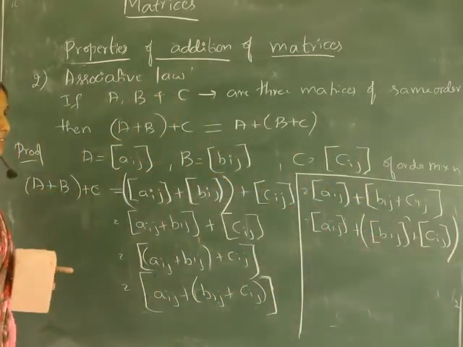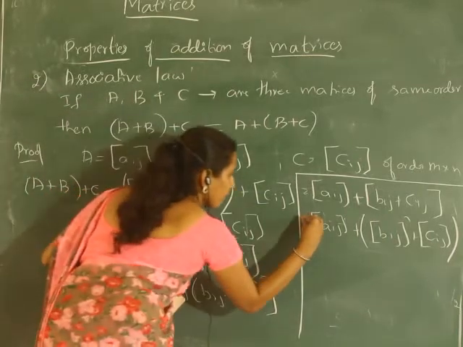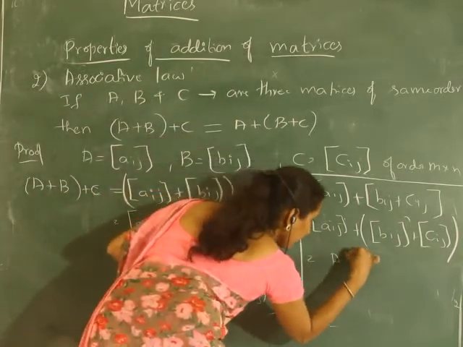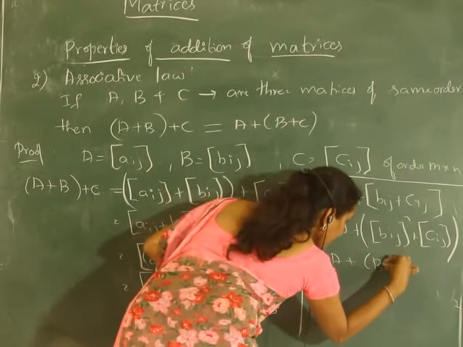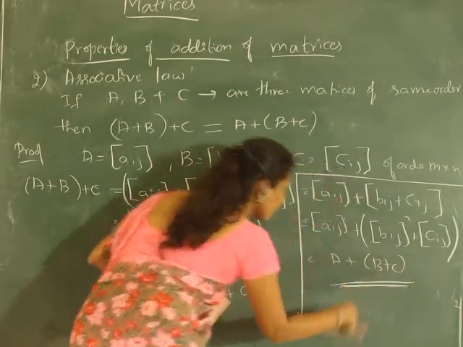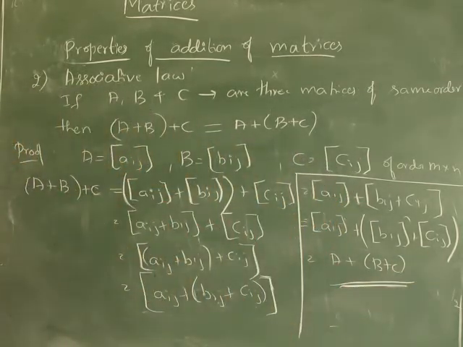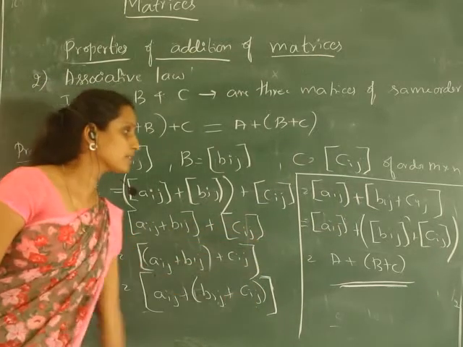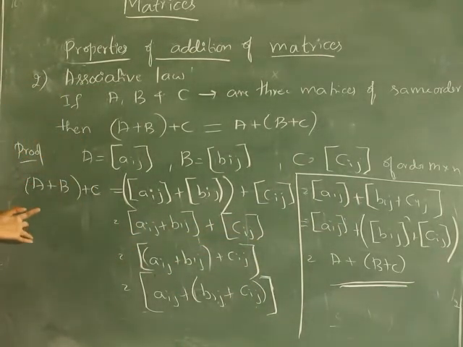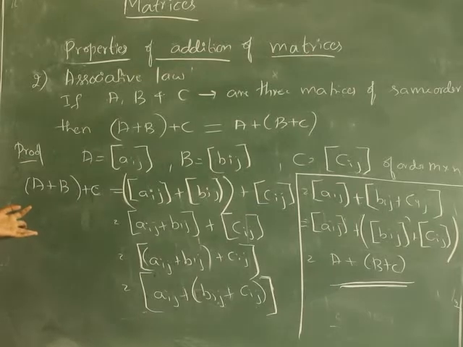So how we started here, same way: A plus B plus C. So we have taken A plus B plus C, and finally we got A plus B plus C. So from this we can say matrix addition is associative. Matrix addition is associative. So this is one more property.